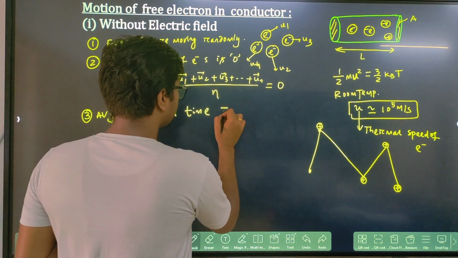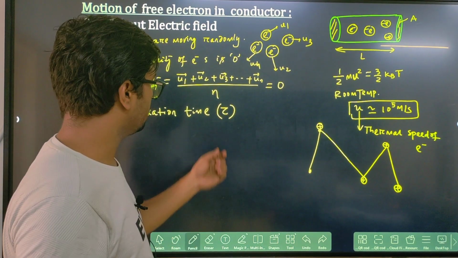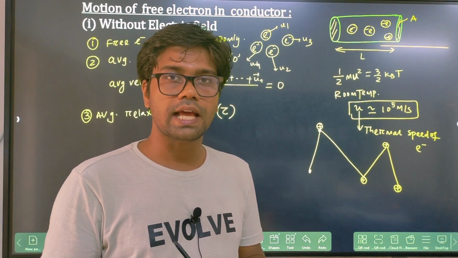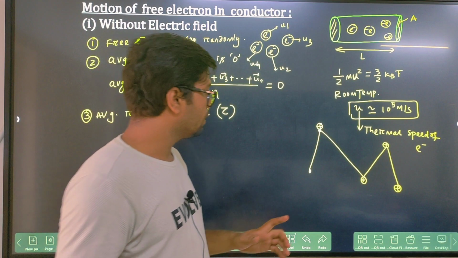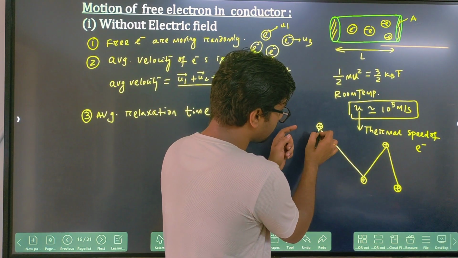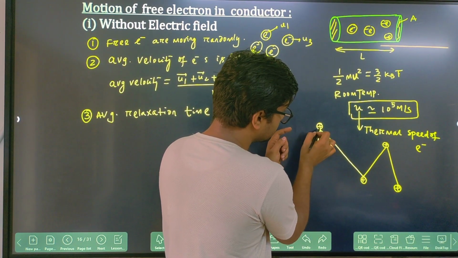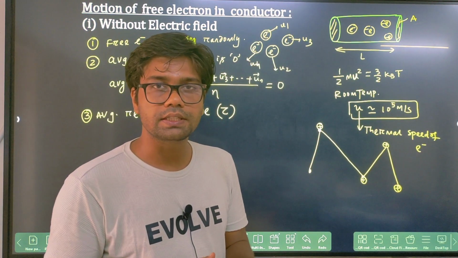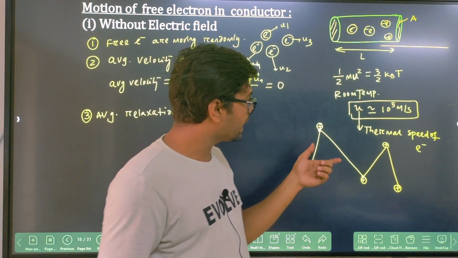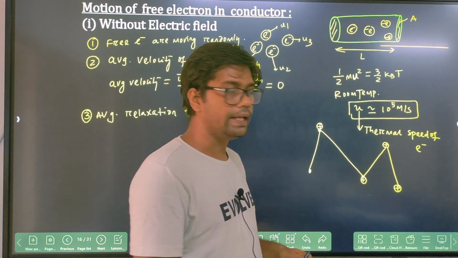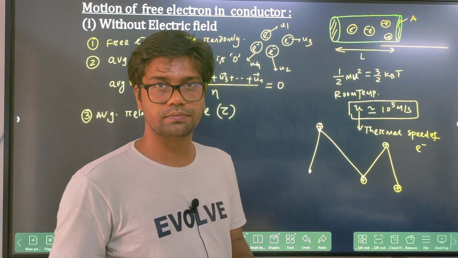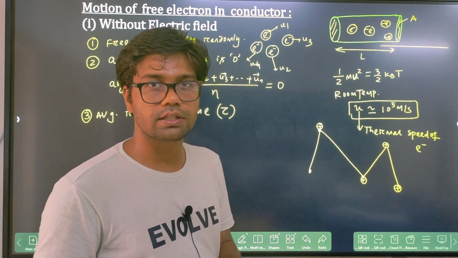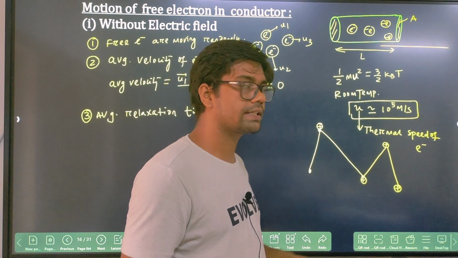So this is denoted by tau. What is average relaxation time? First listen about relaxation time. Relaxation time is defined as, let's say the electron starts from here and collides here, right? This is one collision, the first collision, and this is the second collision. So relaxation time is defined as the time taken by the electron in between two successive collisions. Between two successive collisions, how much time the electron is taking, that is called your relaxation time.